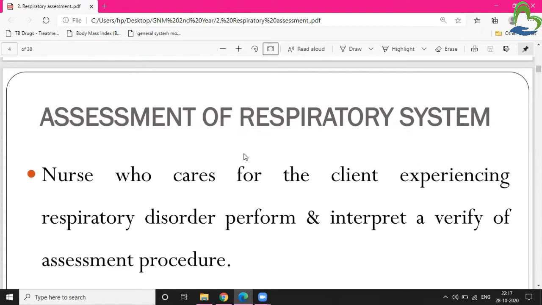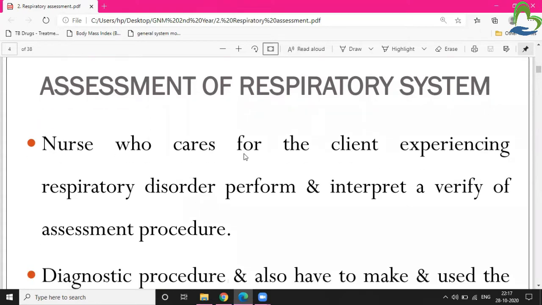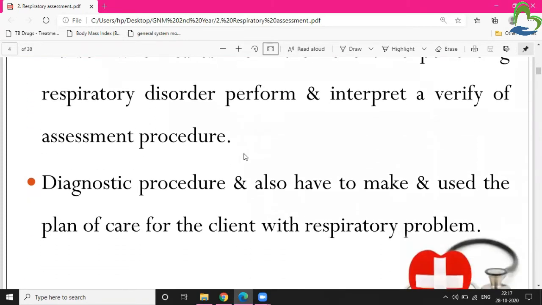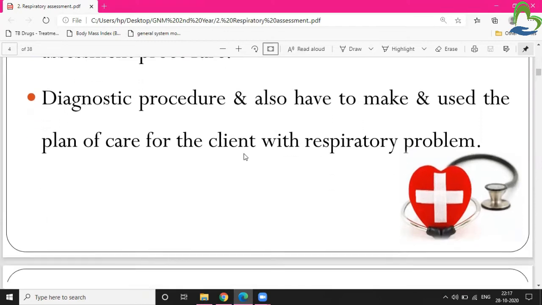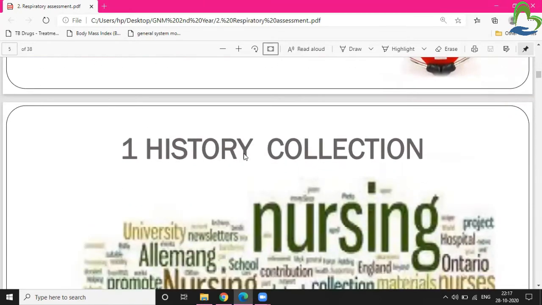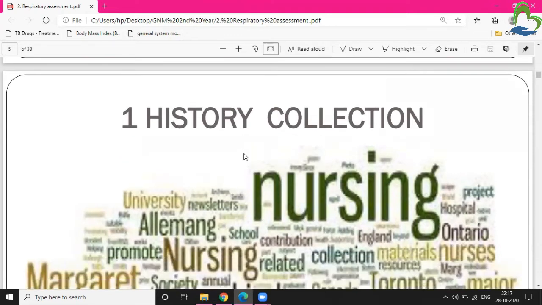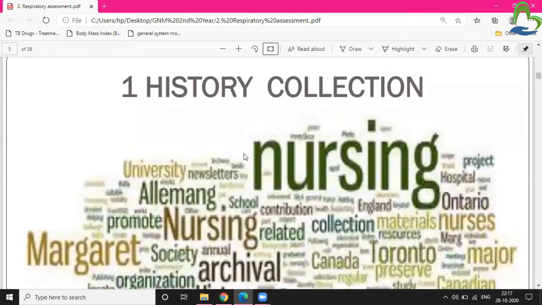Nurses who care for clients experiencing respiratory disorders perform and interpret a variety of assessment procedures. Diagnostic procedures also make use of the plan of care for a client with respiratory problems. First, history collection is the initial stage to perform a respiratory assessment. Not only a respiratory assessment, but it is the initial step to plan for any kind of disease.